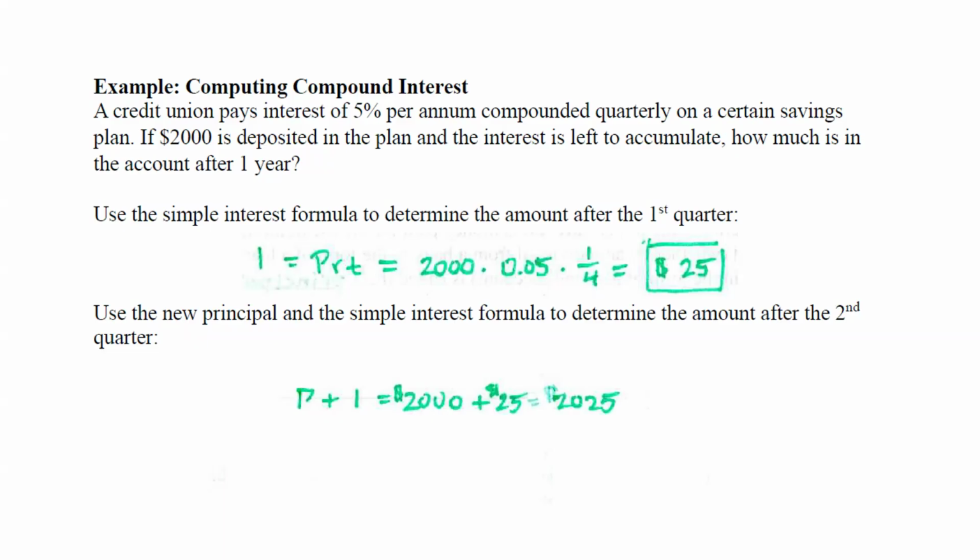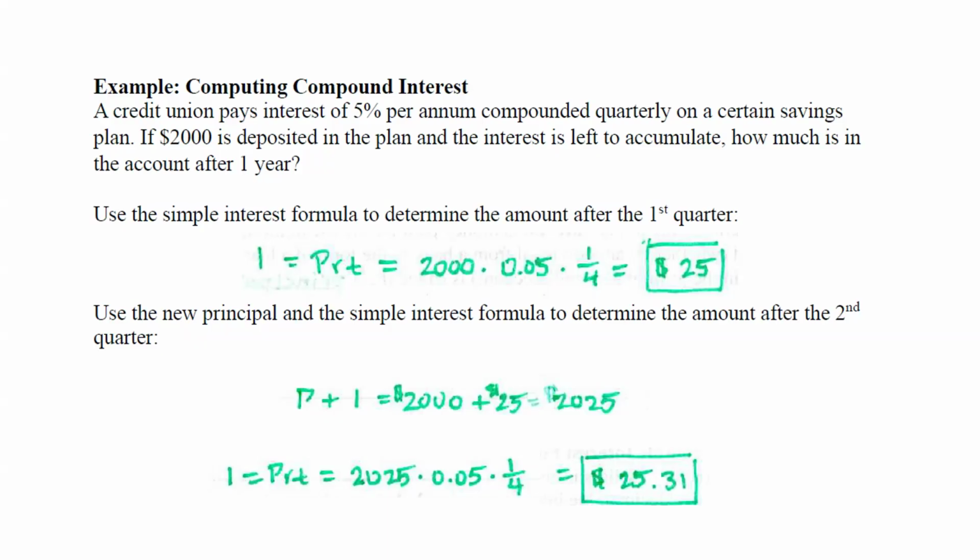So now we want to know what is the interest that's going to be added to this amount after the second quarter. So we'll use our formula, I equals PRT. We'll use our new principal of $2,025. We'll multiply it by our interest rate and our time, which is still 1/4 of a year, the next 3 months. And that gives us a total of $25.31.